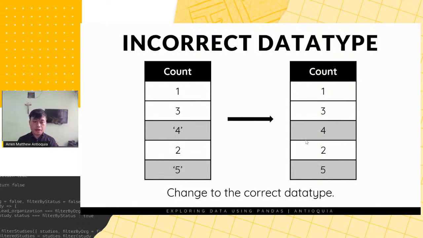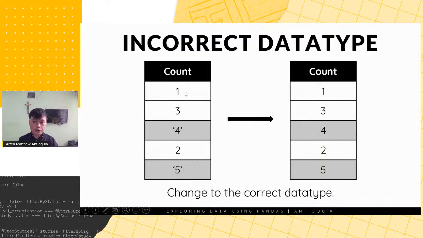Sometimes in your columns, specifically in numerical variables, meron dyan mga represented as strings. Okay? You need to change that to the correct data type. In this example, the 4 and the 5 here is represented as a character. Now, there are scenarios na yung buong variable naka-represent siya as a, let's say, a string. But it is actually representing a numerical value.